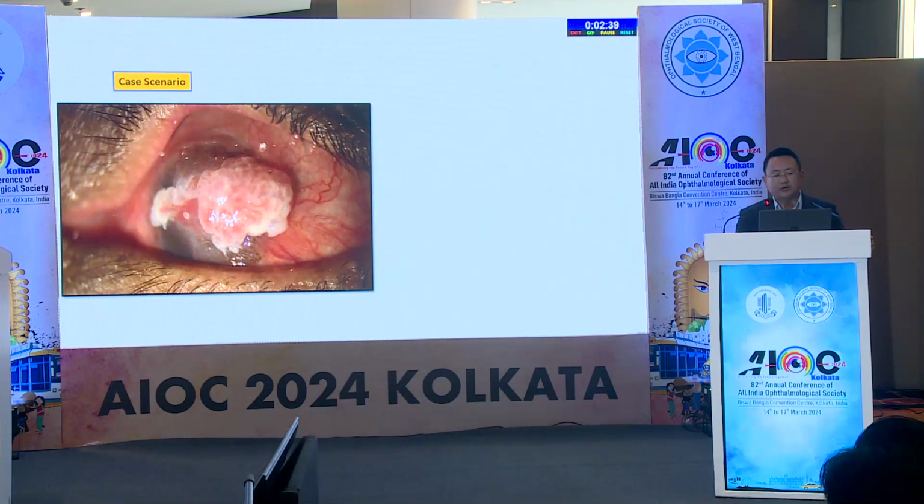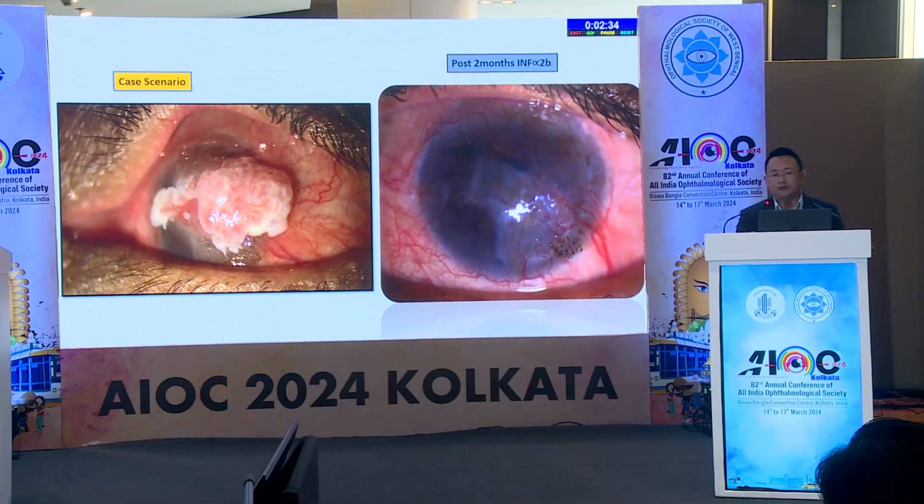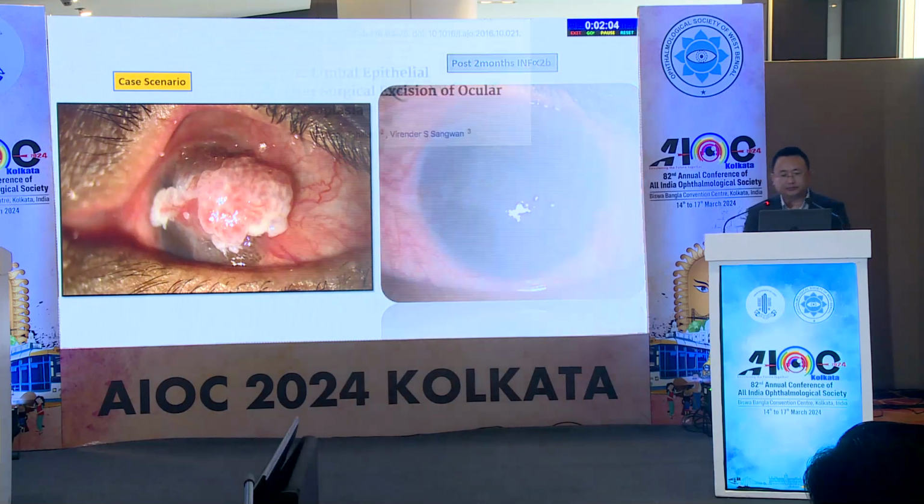Here is one case scenario, a case of ocular surface squamous neoplasia, very well settled, and after two months of interferon alpha 2b, you see that all the squamous neoplasia has vanished. But now the concern is that limbal stem cell deficiency is there. So what to do for that? In such a scenario, we first check the impression cytology, to see whether any abnormal atypical cells are still there or not. Then we can consider this patient, a unilateral case, as an ideal case for simple limbal epithelial transplantation.